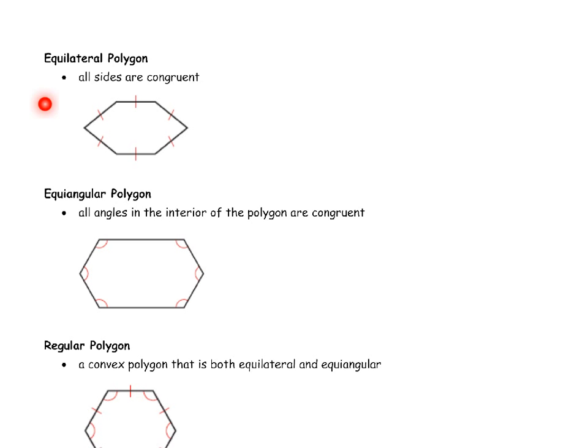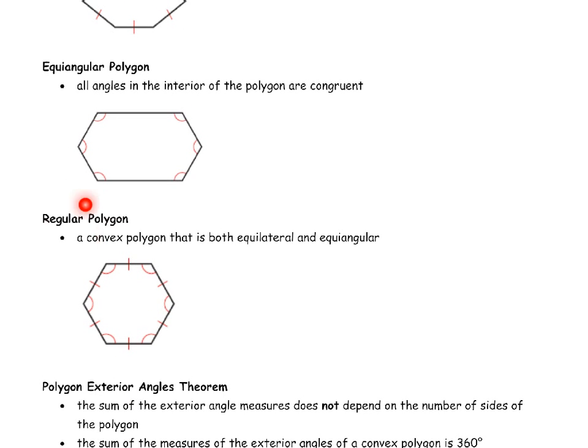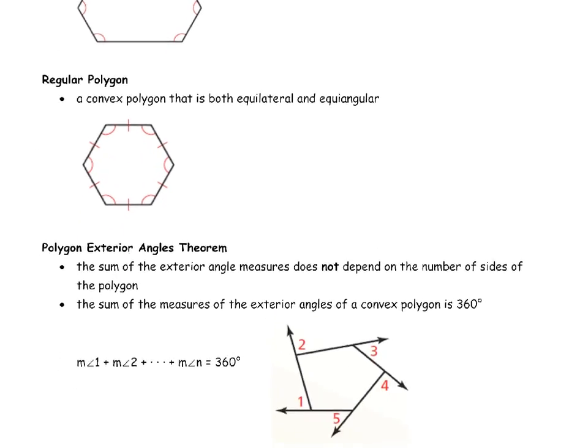All right, so moving on to some more vocabulary. An equilateral polygon is a polygon where all sides are congruent. An equiangular polygon is when all the angles in the interior of the polygon are congruent. A regular polygon, so this one is very, very important. A regular polygon is a convex polygon that is both equilateral and equiangular. Very important that you know regular.